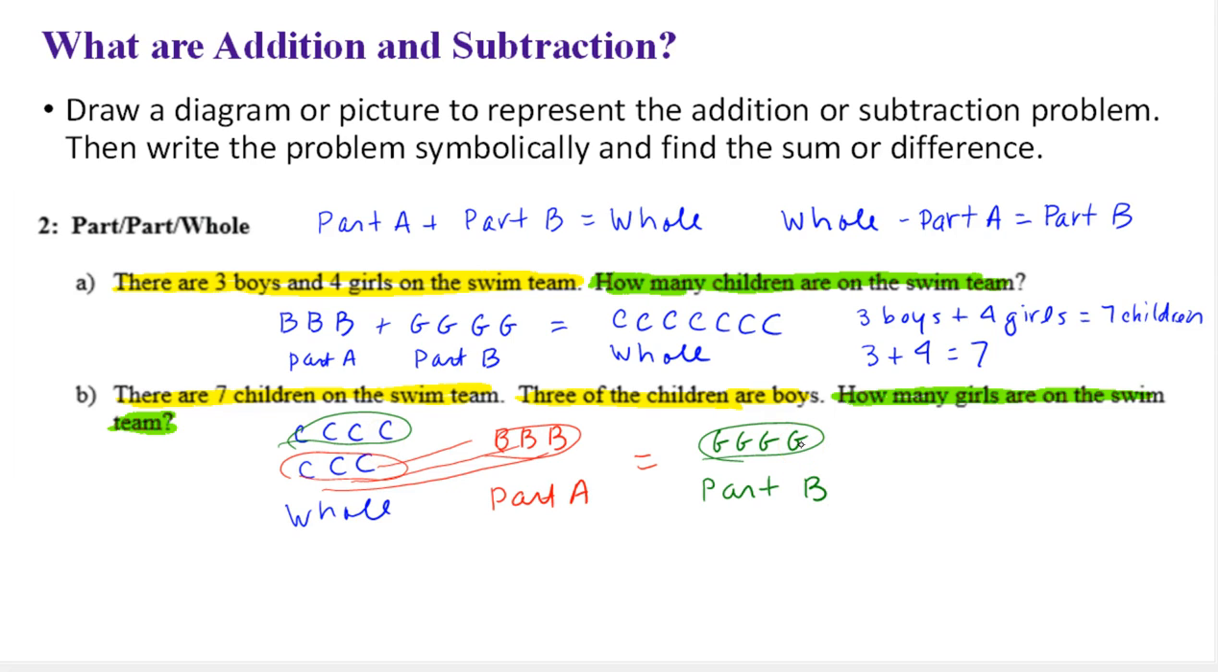So we could write 7 children minus 3 boys equals 4 girls. Okay, so that's with our units. Or we can write abstractly 7 minus 3 equals 4. Okay, now let's look at the last type.